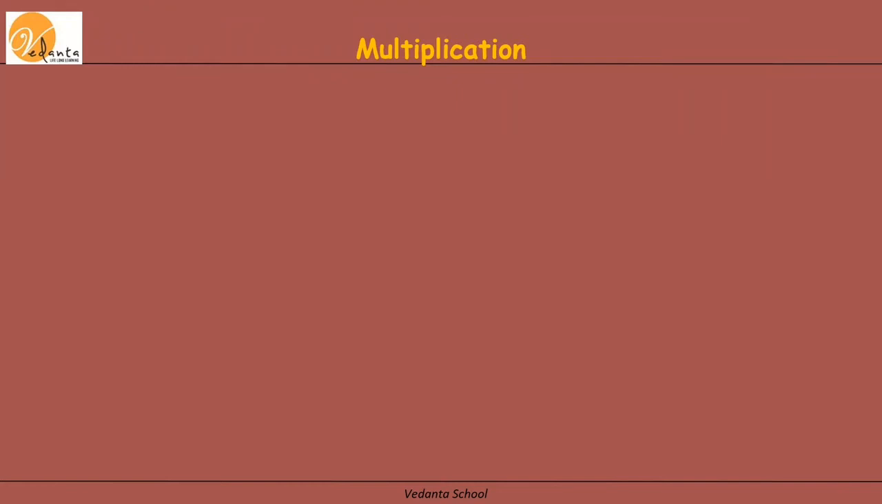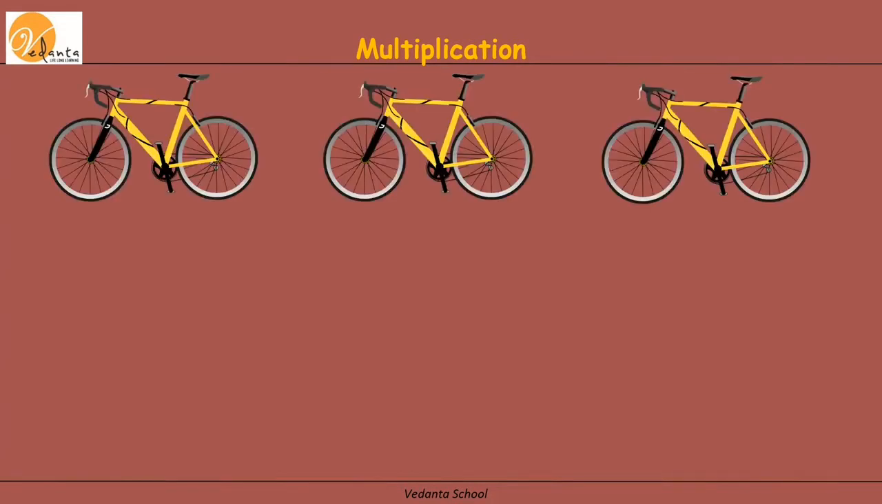Hello kids, this session we're going to have a look into multiplication. First, I want to ask you a question. How many cycles do you see on the screen? Yes, that was very simple. There are 3 cycles. Now can you tell me how many wheels are there in total?